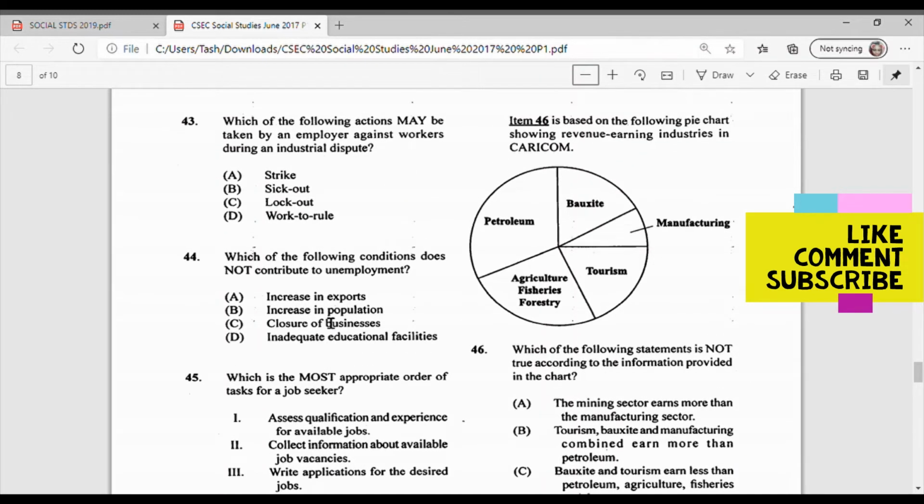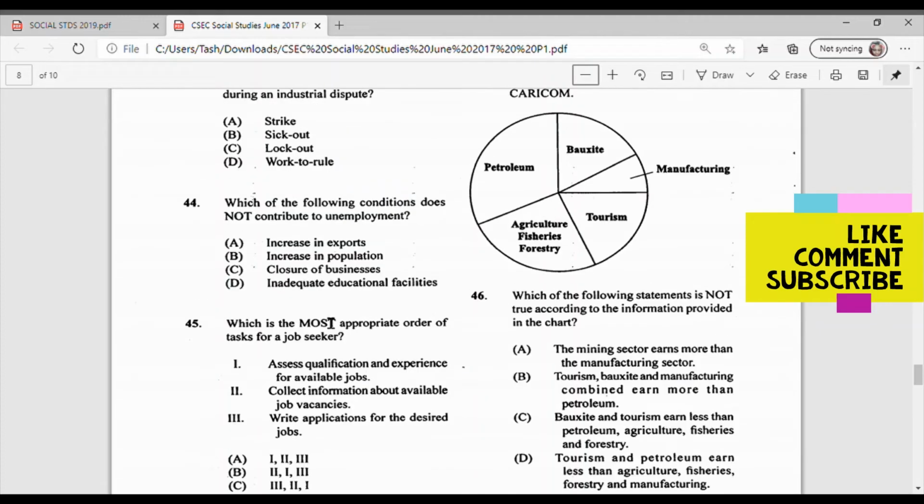46 is based on the following pie chart showing revenue earning industries in Caricom. So the options are petroleum, bauxite, agriculture, fisheries and forestry together, tourism and manufacturing. Which of the following statements is not true according to the information provided in the chart?